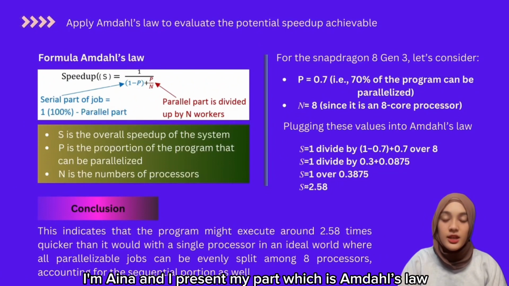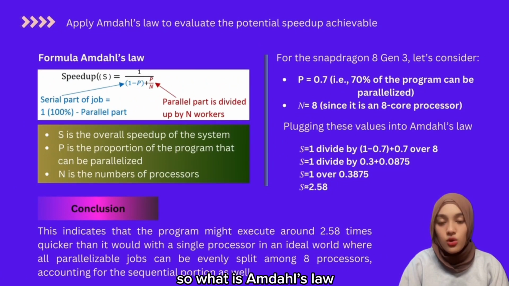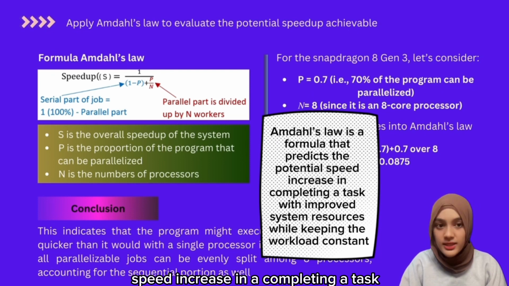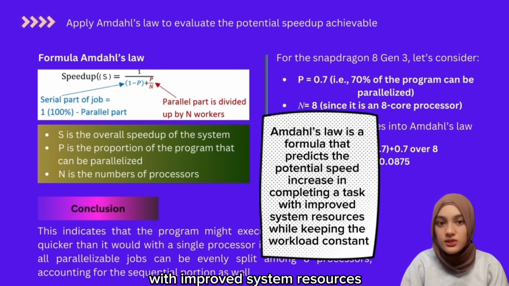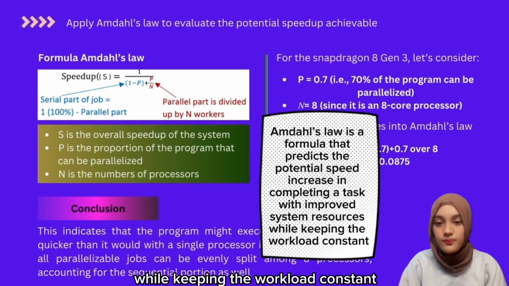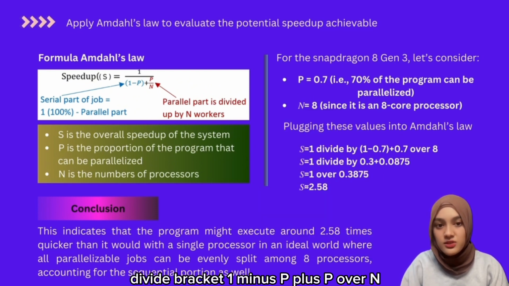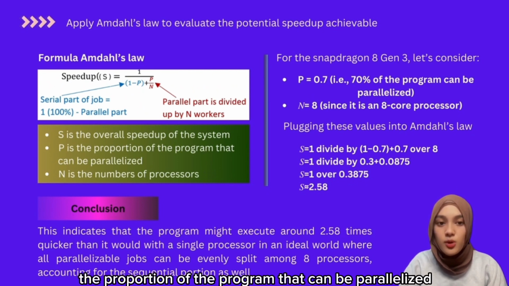Hi, I'm Aina and I will present my part, which is Amdahl's law. So what is Amdahl's law? Amdahl's law is a formula that predicts the potential speed increase in completing a task with improved system resources while keeping the workload constant. So here is the Amdahl's law formula, which is S equals 1 divided by bracket 1 minus P plus P over N. P stands for the proportion of the program that can be parallelized and N stands for the number of processors.